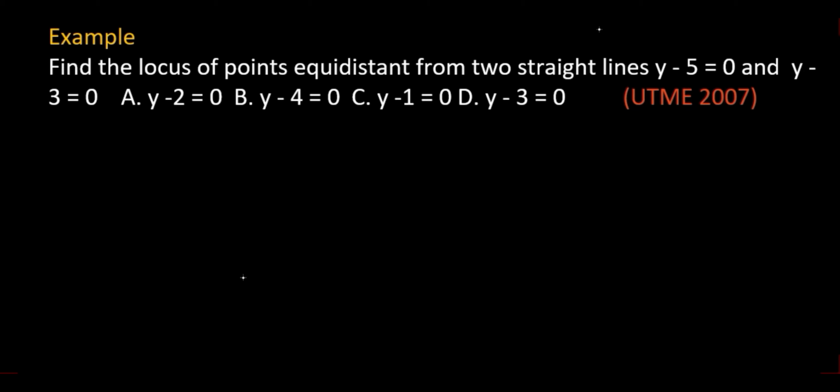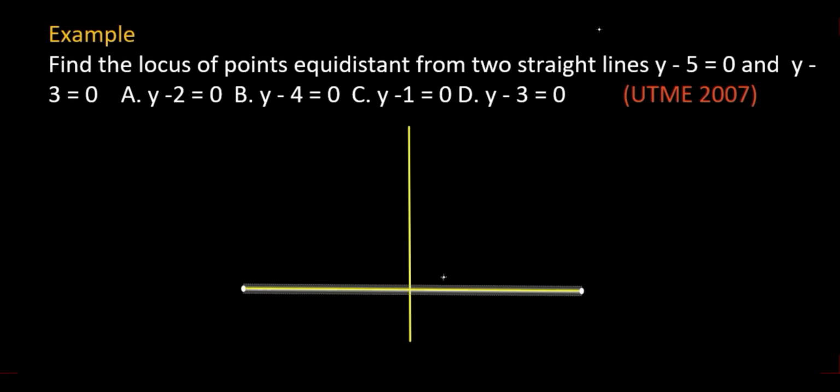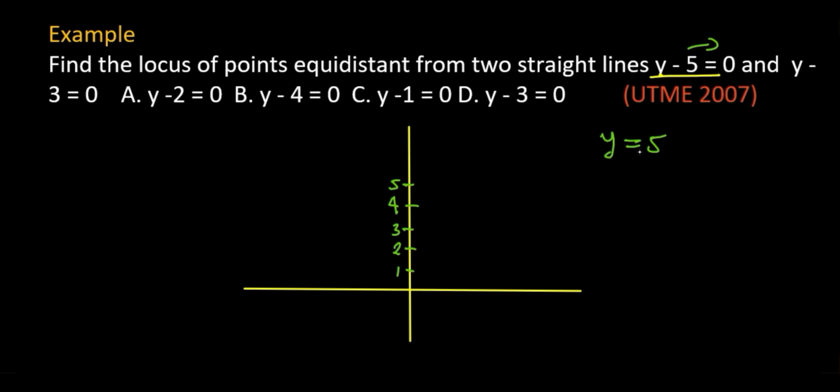Find the locus of points equidistant from two straight lines: y minus 5 equals 0 and y minus 3 equals 0. So what's the first line? y minus 5 equals 0, which means y equals 5. And the second one is y minus 3 equals 0, which means y equals 3.